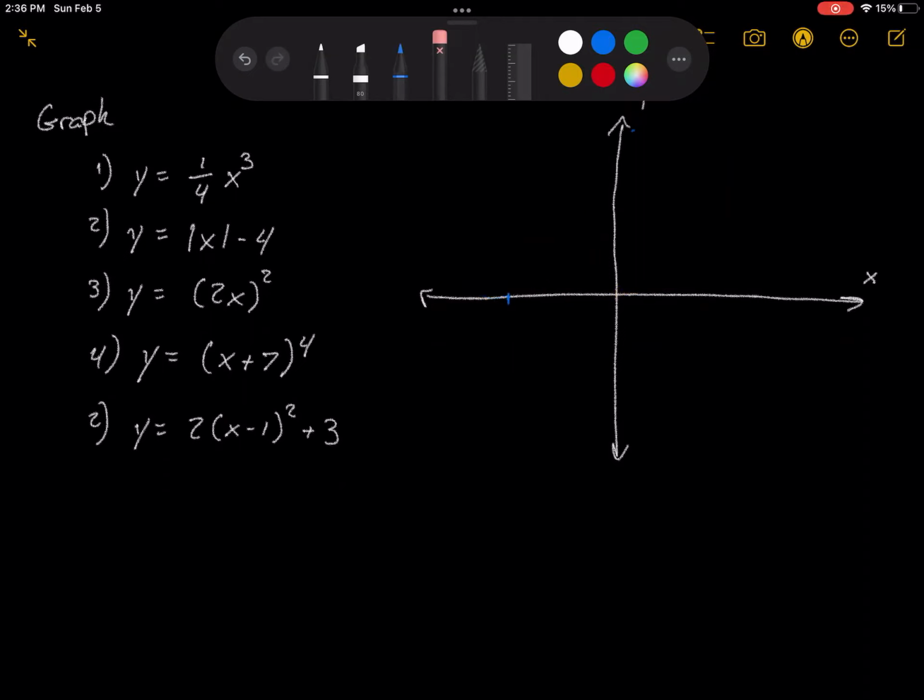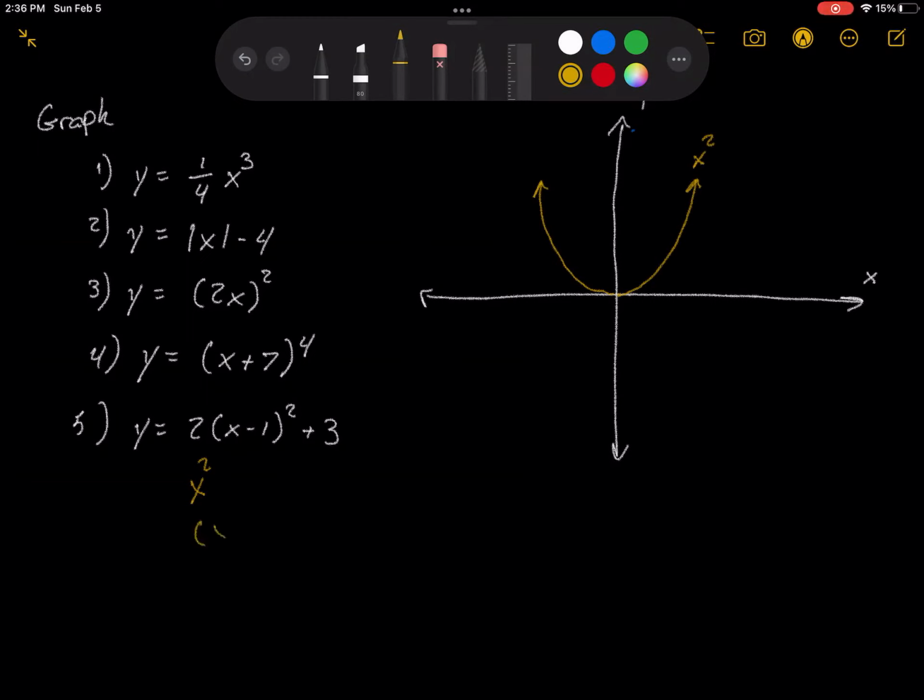And finally, our last function. I don't know why that's called 2. Should be 5. Y is equal to 2 times the quantity of x minus 1 squared plus 3. So here we have a bunch of different transformations happening, and let's draw them all in sequence. So I'm going to view this initially as my x squared function. So that's x squared. Now, what's being done to x squared?